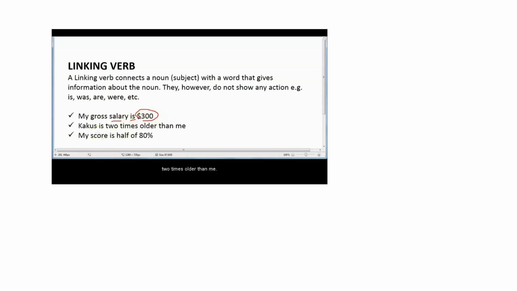Kaku is 2 times older than me. Is explaining Kaku's position. What is his position? He is twice my age. My score is half of 80%. Is also not explaining an action word here, rather it explains the condition of a noun. The noun is my score, and the condition of that noun is that it is half of 80%.